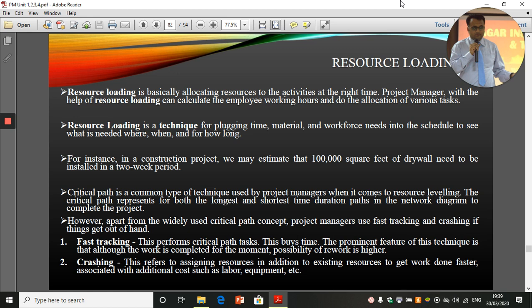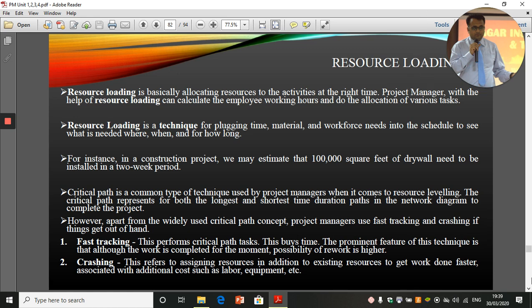The prominent feature of this technique is that although the work is completed for the moment, the possibility of rework is higher because you are fast tracking the project. Then in crashing, you are assigning more resources than what is required to complete your project on time, or in better time.